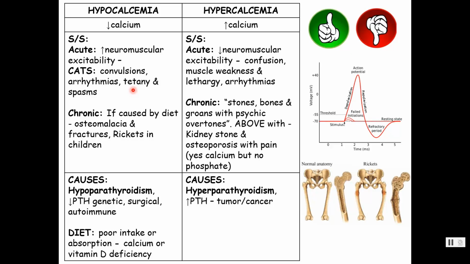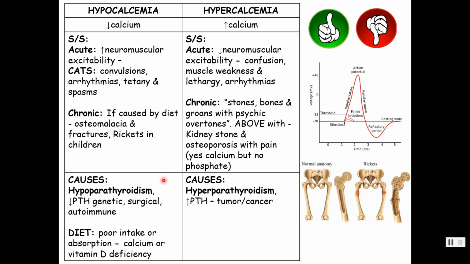If hypocalcemia is chronic, meaning just over a long period of time, if it's caused by diet, you're going to see that show up in the bones. So osteomalacia is soft bones in adults. You're going to see some fractures. It's called rickets in children, soft bones, and can actually cause bending and curving of the bones in the lower appendages. What can cause it?